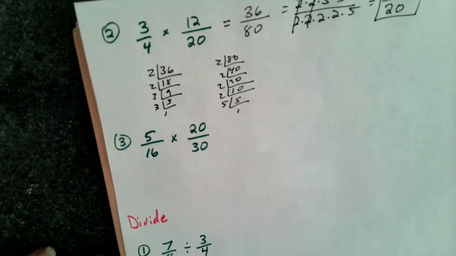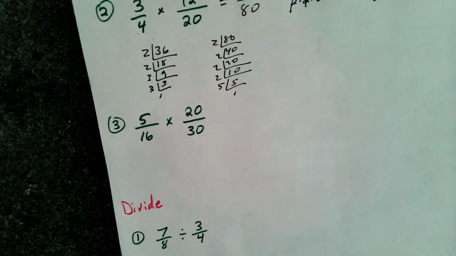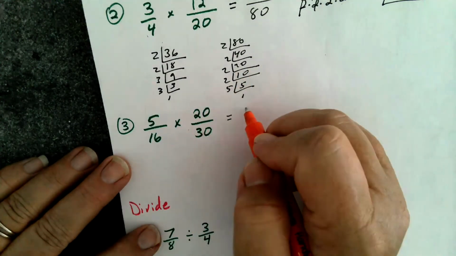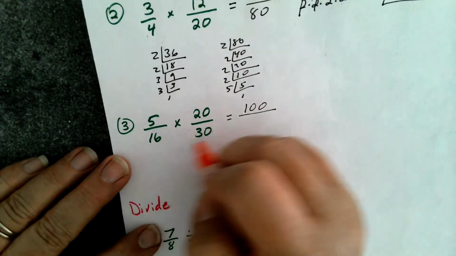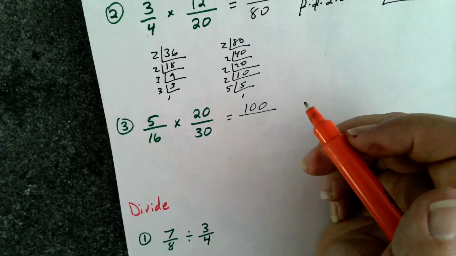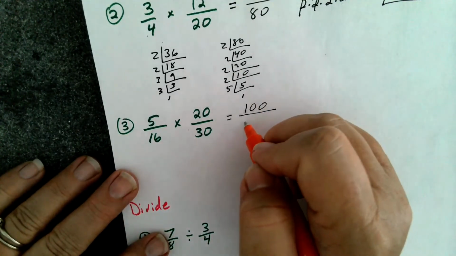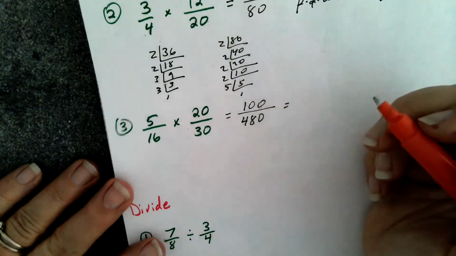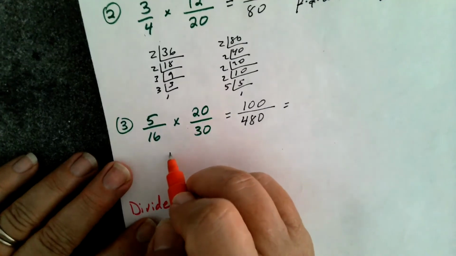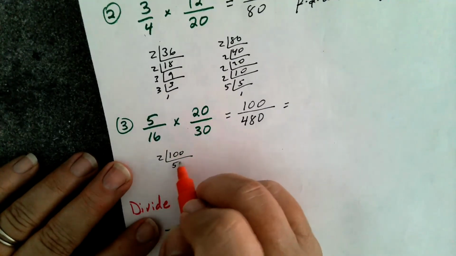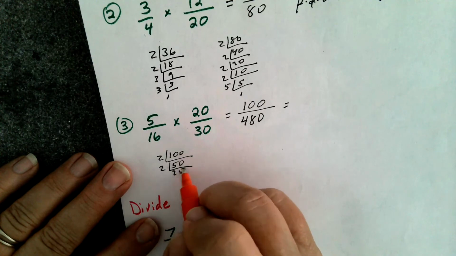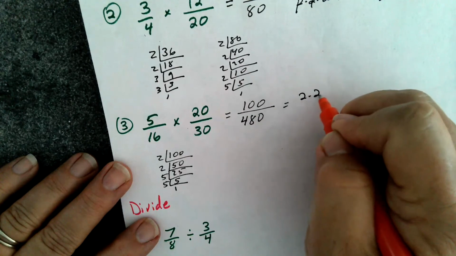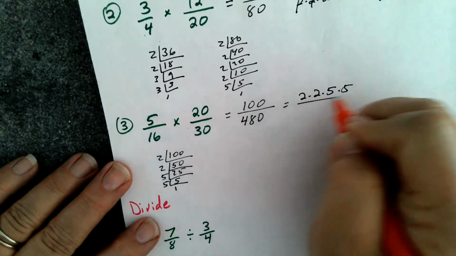Again, on our last example, I'm going to encourage you to do it without watching and then turn the video on to check. So 5 times 20 is 100. 16 times 30 is, you might need to work it out on another piece of paper, but it's 480. And then I'm going to do my prime factorization. So 100 is 2, 2, 5, and 5.